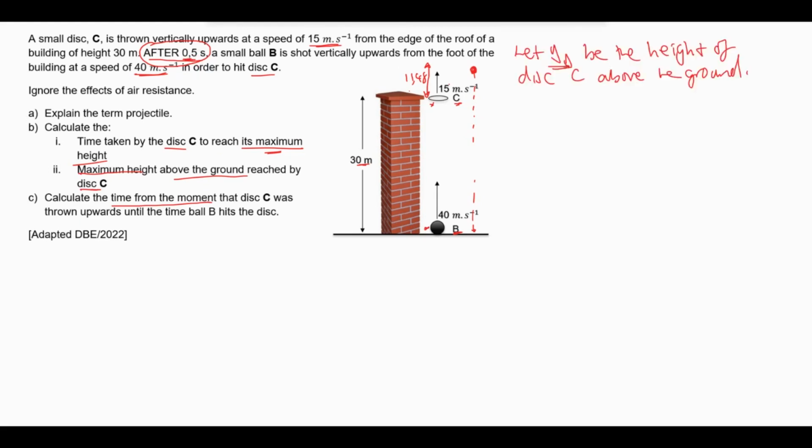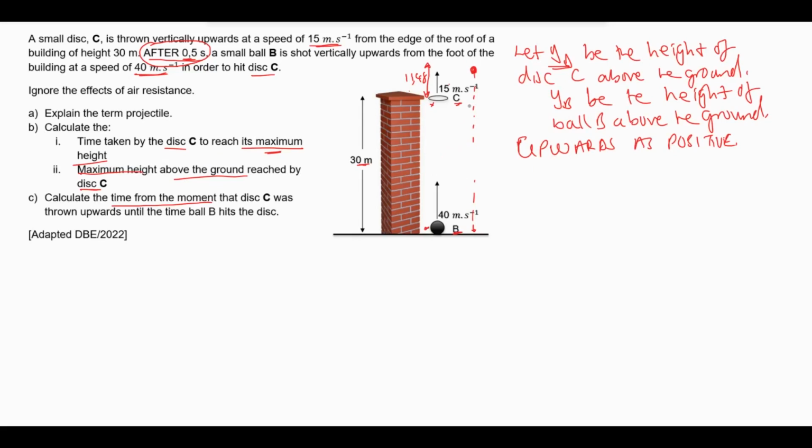Let's start. Let YD be the height of disk C above the ground, and then YB be the height of ball B above the ground. We're going to make upwards our positive. We're not going to do the downwards, just do one. Upwards is positive. Right, for the disk, this height is going to be YD. This whole height is YD, isn't it? And then the disk starts at the top of the building here. So what is this distance? What is this distance from there up to there? It's going to be YD minus 30.